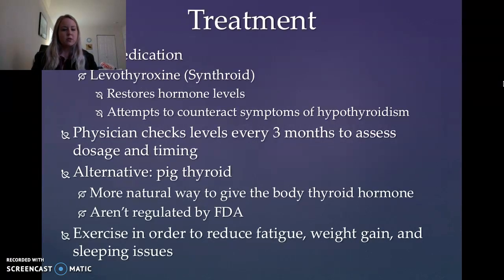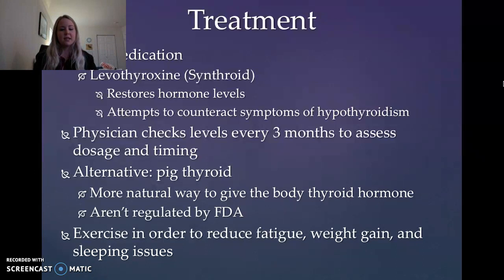Some treatment for a thyroid disorder would be, first of all, oral medications. The most common is levothyroxine, and a really common type of levothyroxine is Synthroid. This is supposed to restore your hormone levels depending on your dosage. A physician will prescribe a certain dosage depending on how off your levels are or how much they've seen your levels change, and it attempts to counteract the symptoms of hypothyroidism. It can also be used for hyperthyroidism, but I'm not sure if it's a different drug or how. I think Synthroid can be used for both. It's just trying to bring all your hormone levels back to normal.